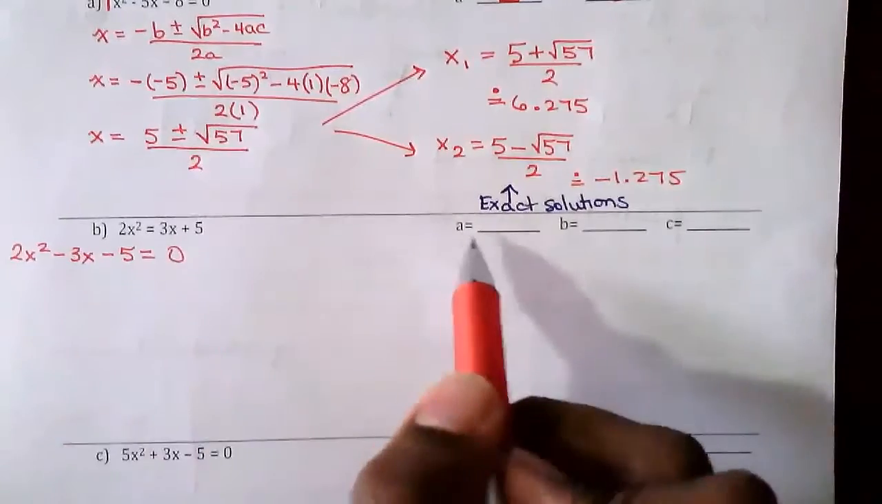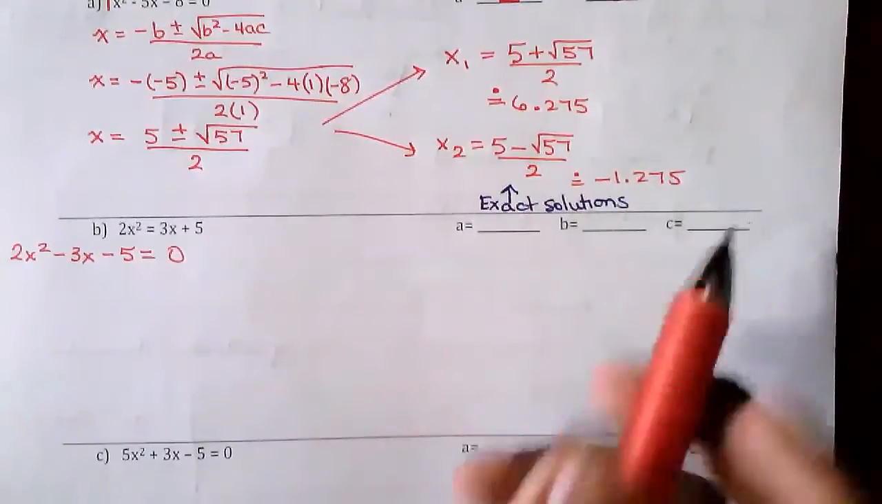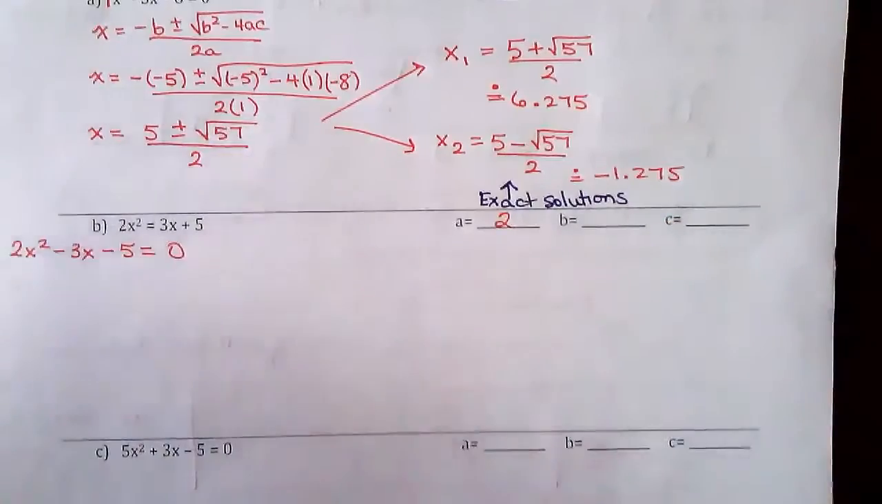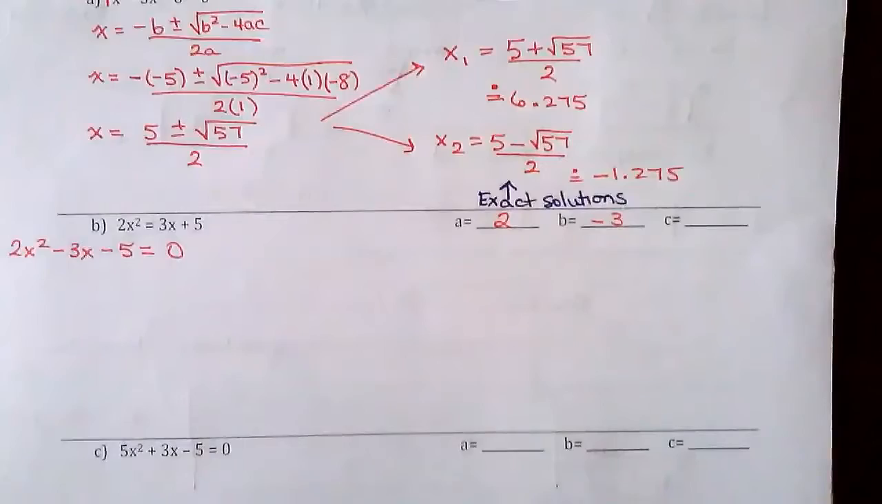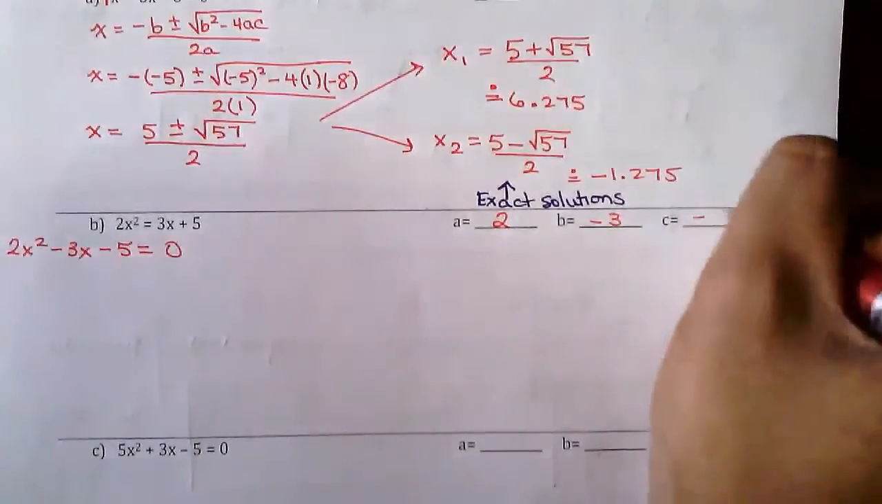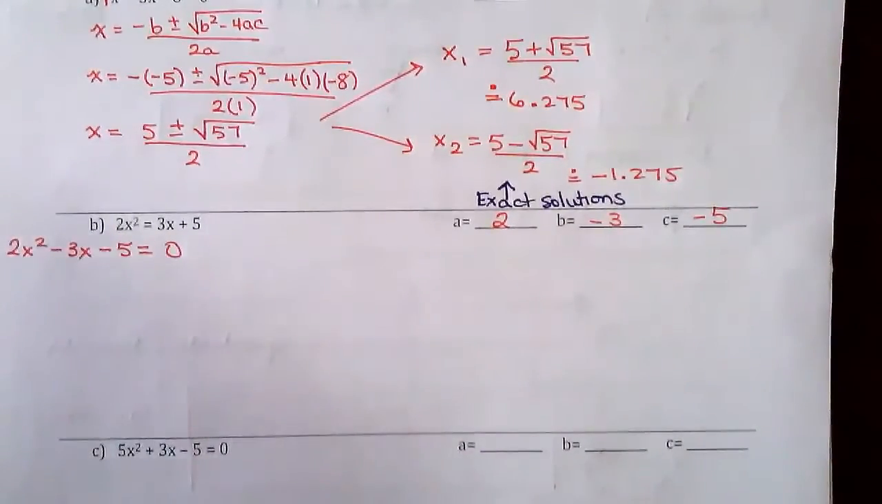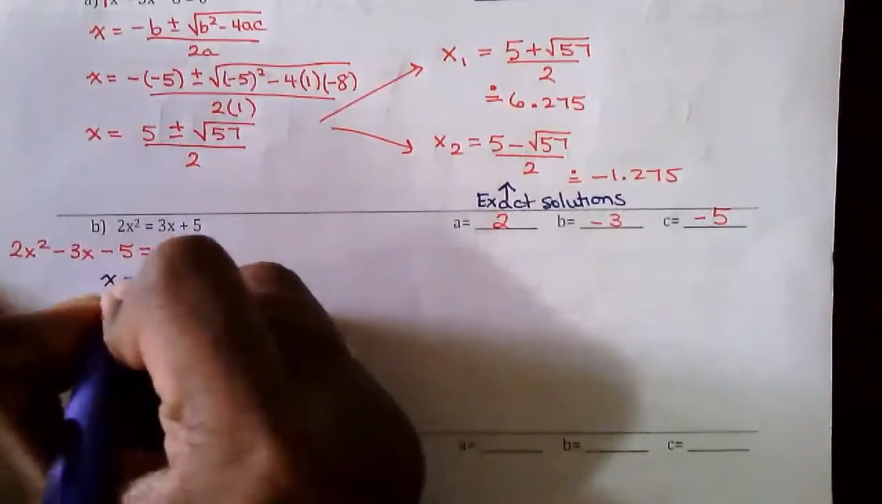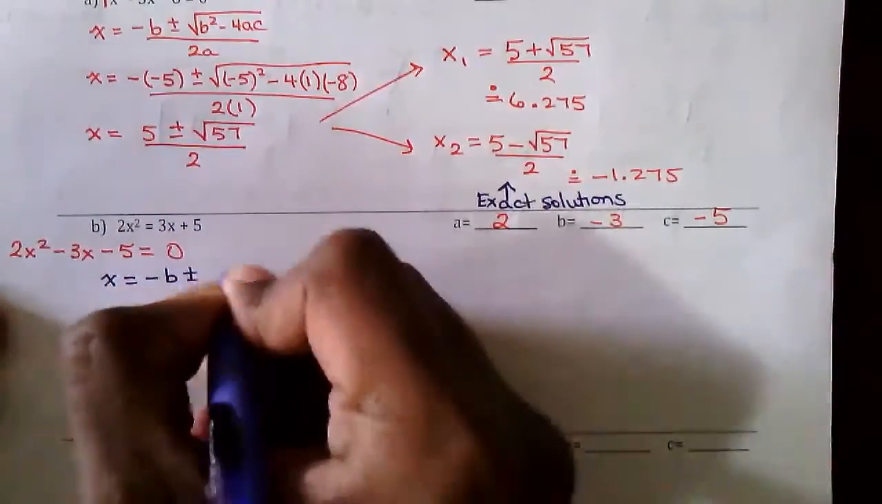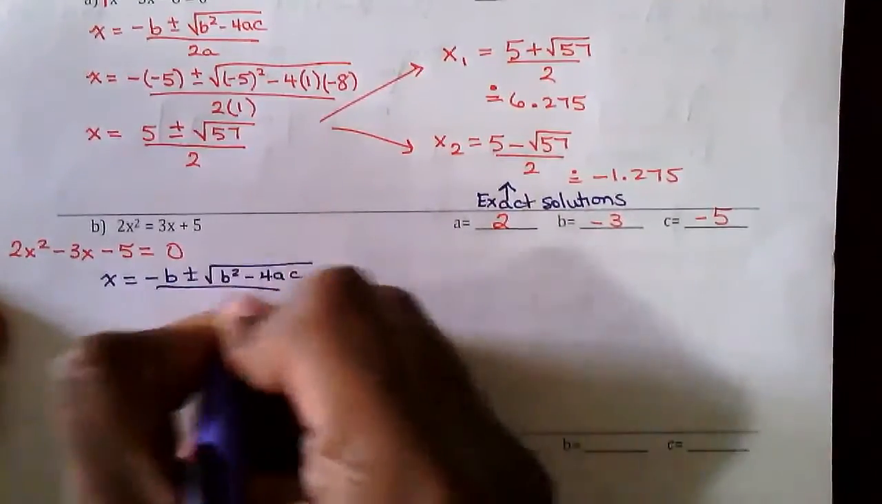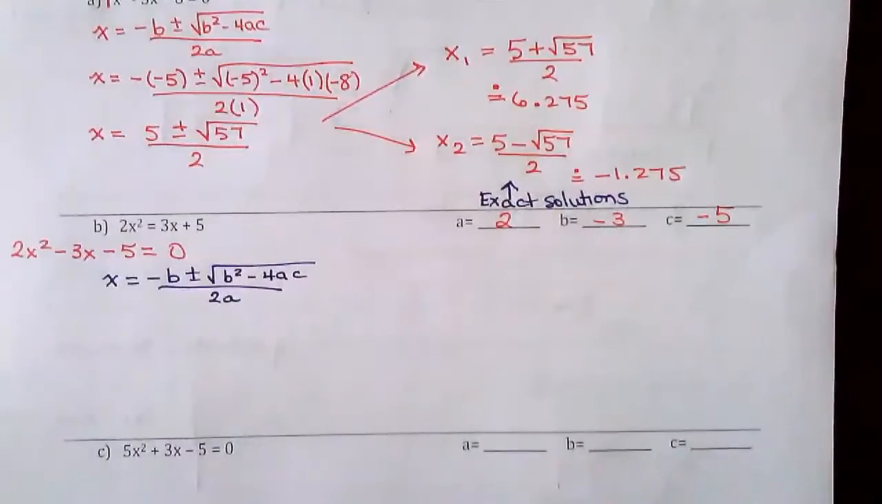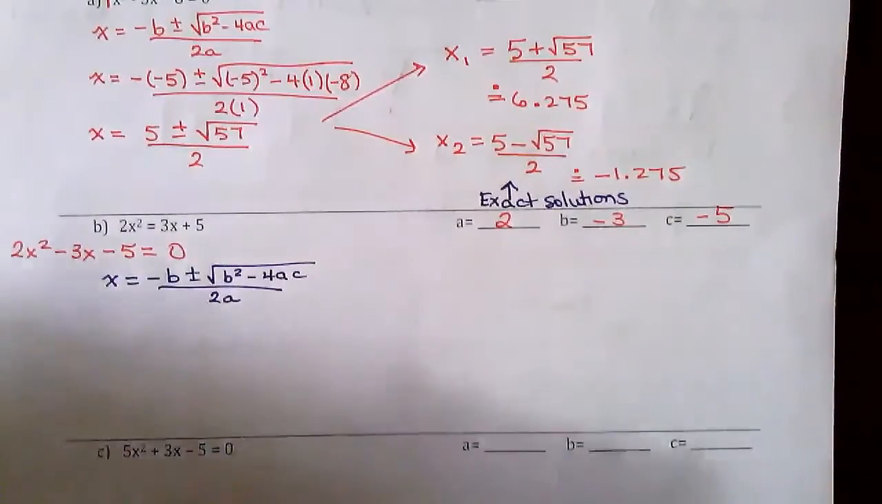So to use the quadratic formula, again, I need to know my a, b, and c values. My a value here is a 2. My b value here is a negative 3. And my c value is a negative 5. So because I have these, I can now go straight to putting them into my quadratic formula. So write out the formula. x is equal to minus b plus minus the square root of b squared minus 4ac, divided by 2a. Once you write it out, plug in all the values that you have.